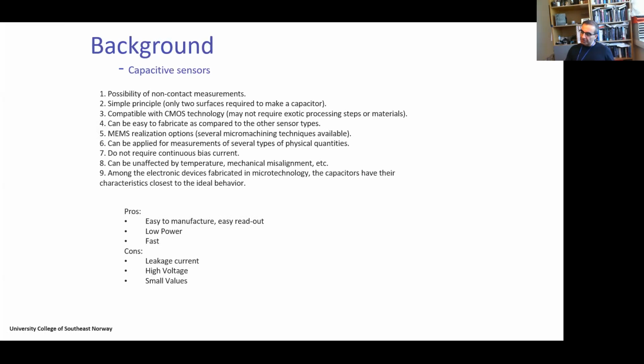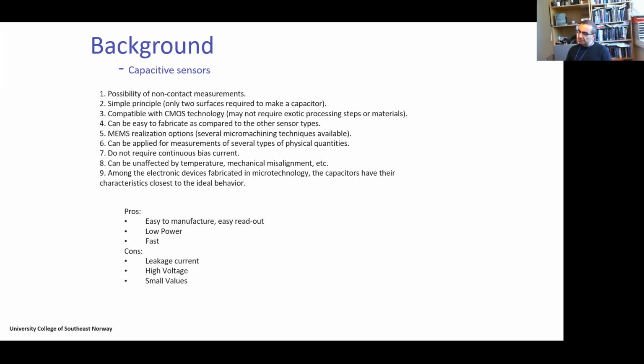Capacitors are being used often in sensors, especially in microsensors. This is due to many of the good properties that they possess. So basically, they allow us to have non-contact measurements, so we don't have to have physical contact with the measurements. Normally they have a simple principle, because we have the two plates that I showed you, which is a really well-known principle.